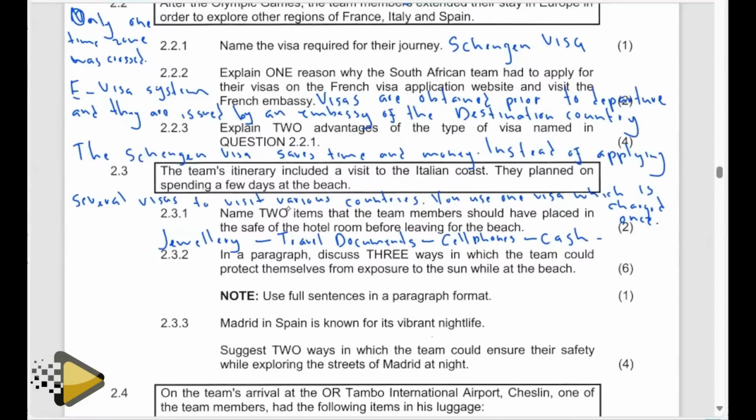Then in a paragraph, discuss 3 ways in which the team could protect themselves from exposure to the sun whilst at the beach. So the team would require sunscreen to minimize the effects of the sun's radiation. So they would need sunscreen.